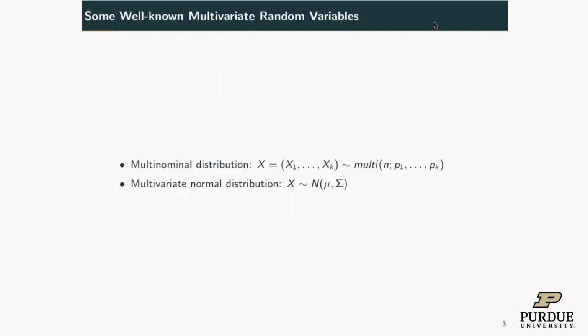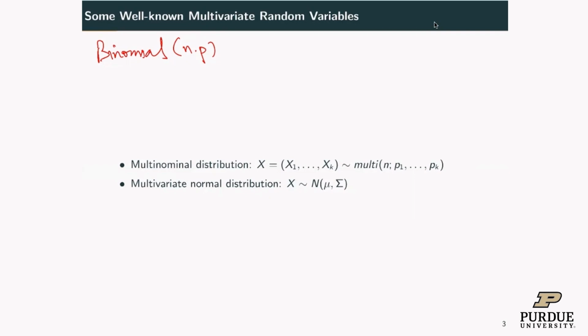There are two most well-known multivariate random variables. One is discrete, another one is continuous. For discrete multivariate random variables, it is called a multinomial distribution. Now we talked about the binomial distribution last time. For a binomial distribution, if you perform an experiment, each time you will have two options, either head or tail. You perform this experiment n times. You count how many heads you observe.